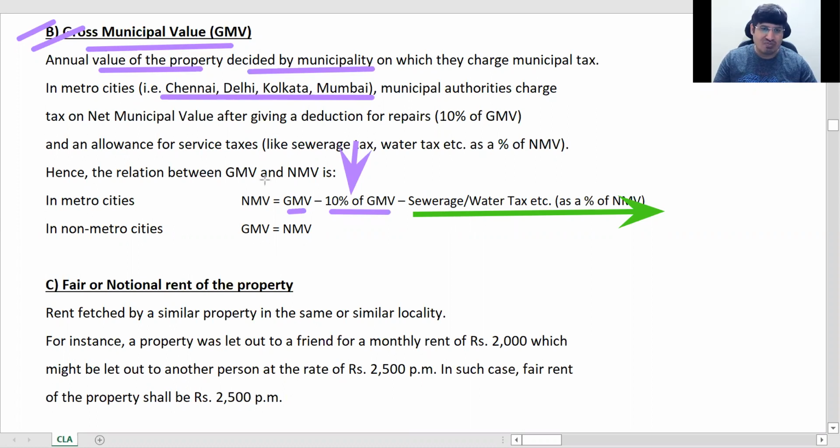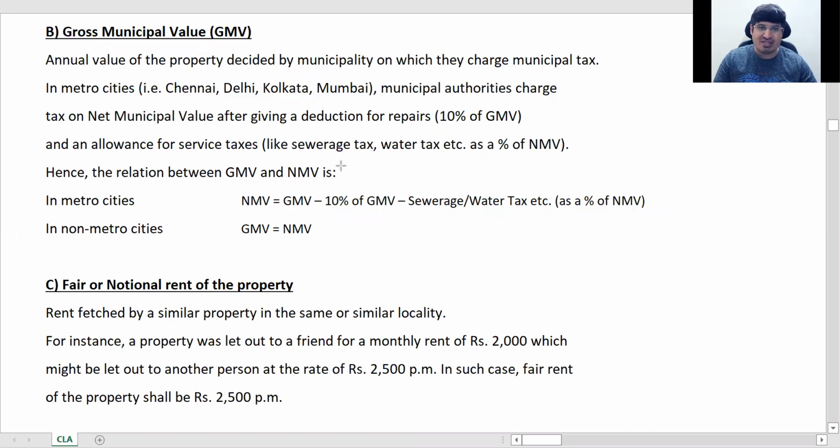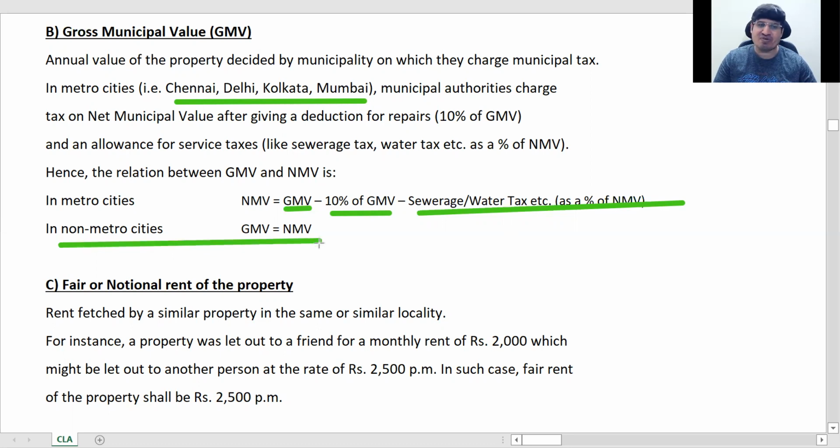It will come down, but as we are here, मैं आपको बताता हूँ कि ये NMV का कैसे computation होता है. ठीक है, याद क्या रखना है आपको? NMV में आपको you take the GMV, gross municipal value, for metro cities only. Then reduce 10%. On this value, they give sewerage tax. Just remember this part. Okay, I'll show you. And for other cities, GMV is equal to NMV.